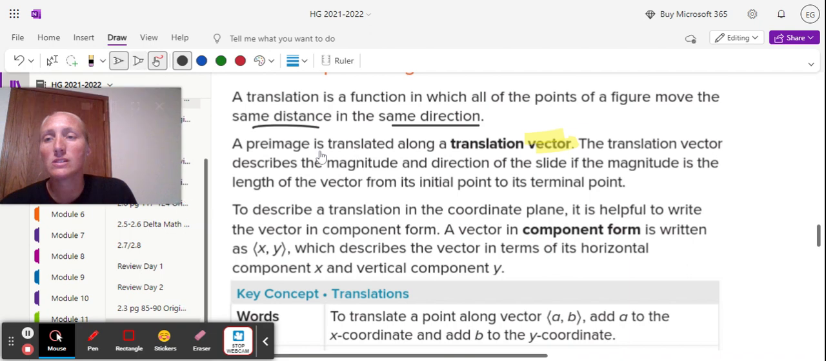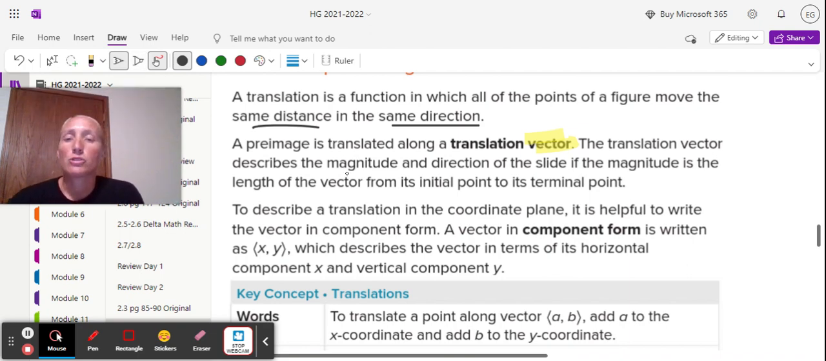Okay, all this is saying a vector describes a magnitude, which is like a distance or an amount. Think about a magnitude of an earthquake. It tells you how big or how strong the earthquake was. So this is going to be the amount of the distance that you go, and the direction. So the vector is going to tell you a magnitude and a direction of the slide. And the magnitude is the length of the vector from its initial point to its terminal point.